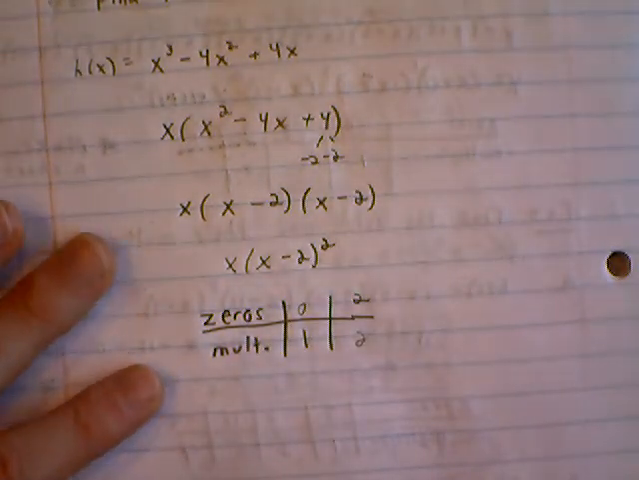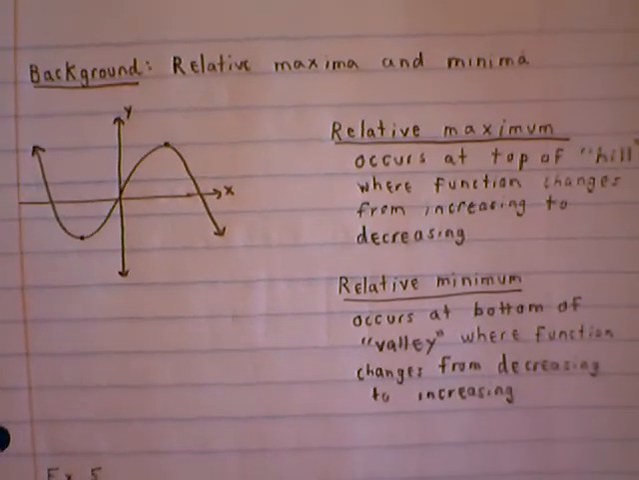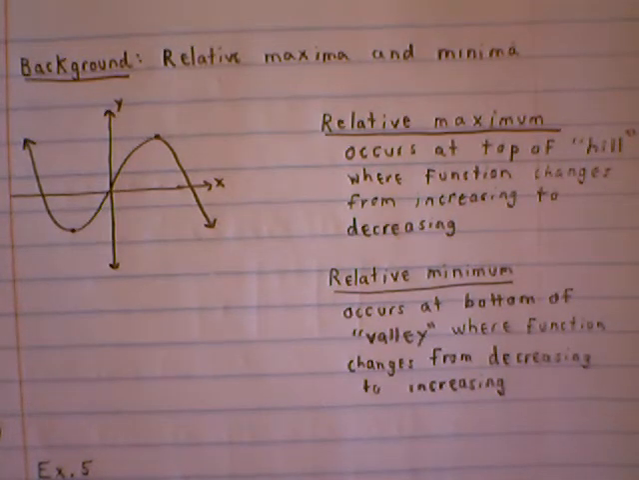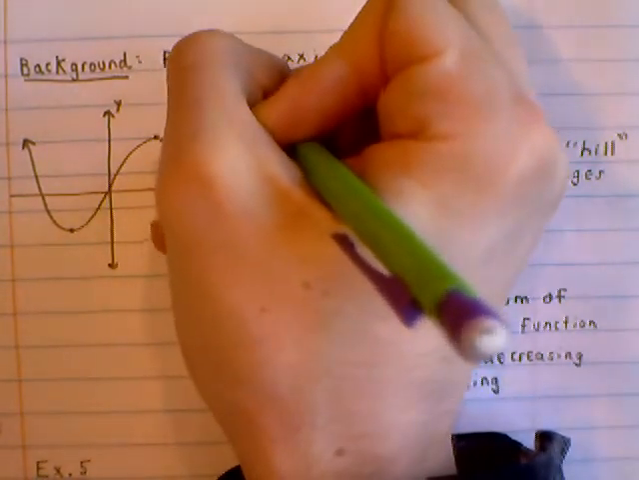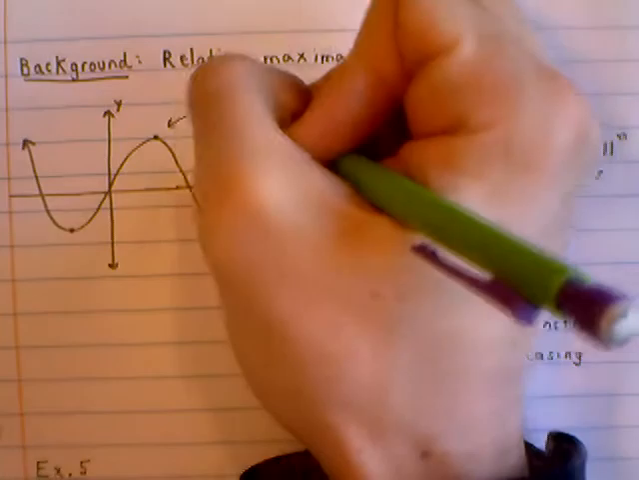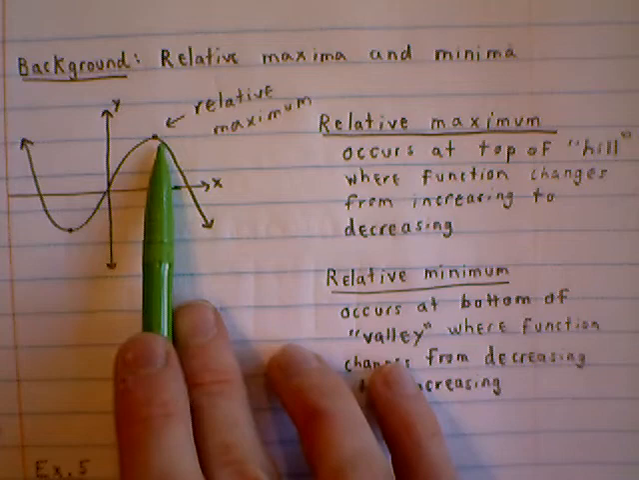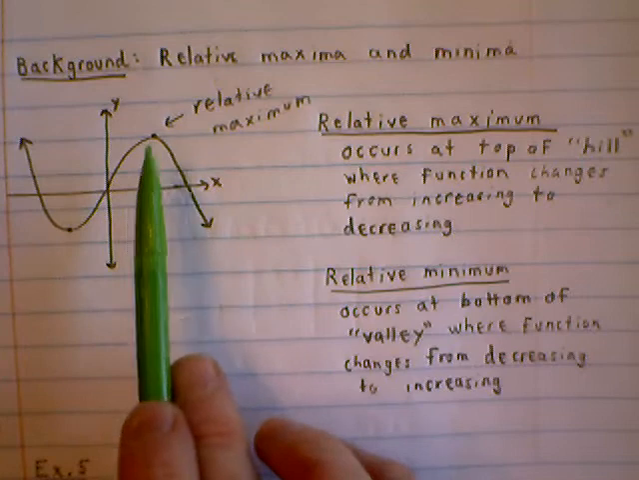All right. The last part is some background on relative maxima and minima. So, a relative maximum occurs at the top of a hill where a function changes from increasing to decreasing. So like the top of a hill is what we call a relative maximum. So this point right here would be our relative maximum, where the function changes from increasing to decreasing, going up to going down.